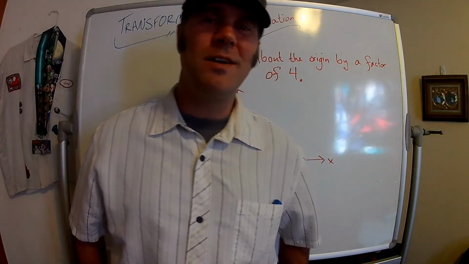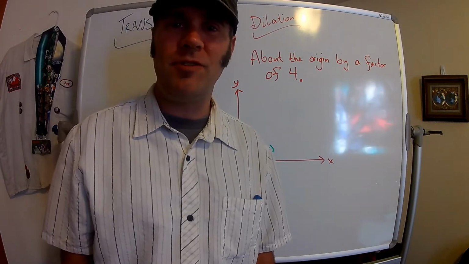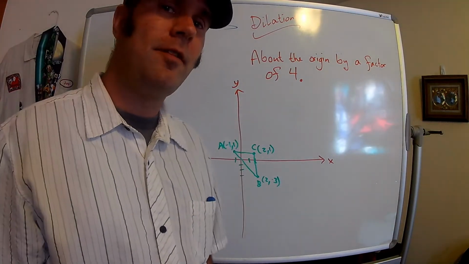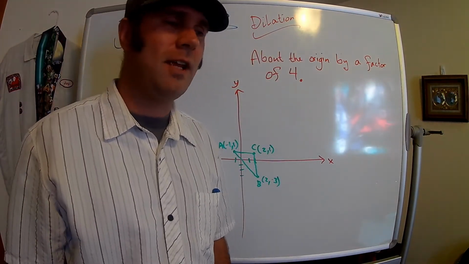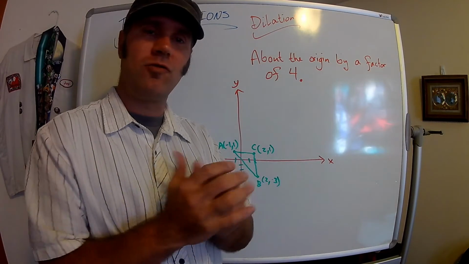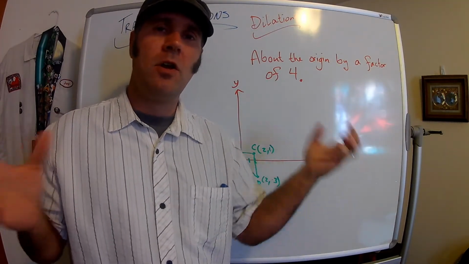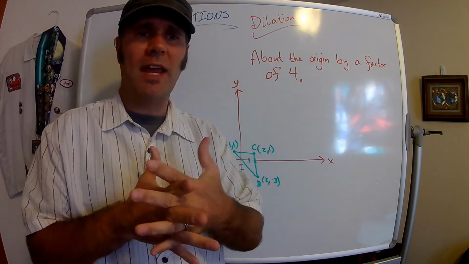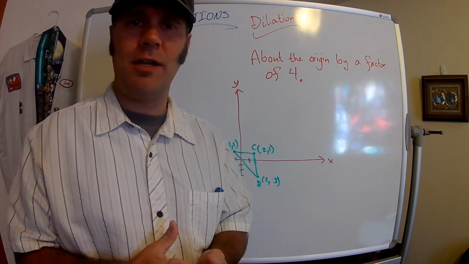Hello and welcome. We are still on transformations. This is the last transformation of the series, and this transformation is called dilations. So dilations is when you take an object and shrink or stretch it. So stretching it, making it bigger, or shrinking it down, making it smaller. It will still be the same shape, but no longer the same size necessarily.